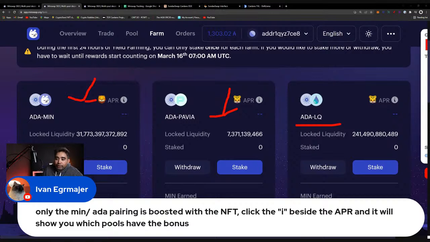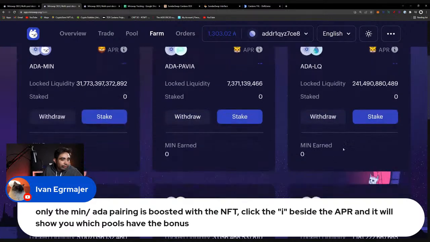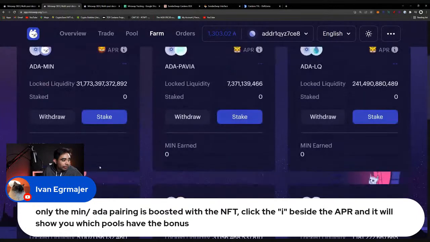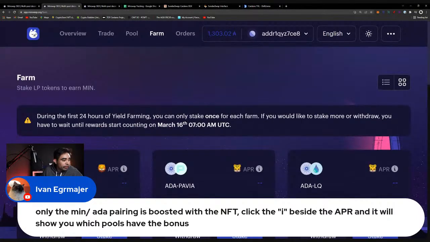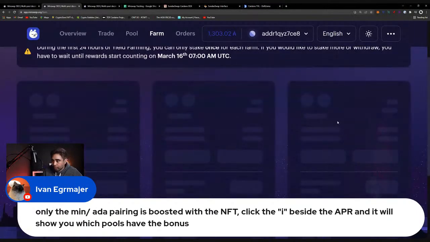So only the Min and ADA pairing is boosted with the NFT. Click the I. Let's do that. No, the I, for me, I don't see anything else for that. The I just says nothing there for me. Maybe someone else on your screen sees something different. Also, guys, I don't know if you've already read this, but you can only stake once for each farm, so you won't be able to withdraw anything past the first day. Everything's starting to load up slowly.